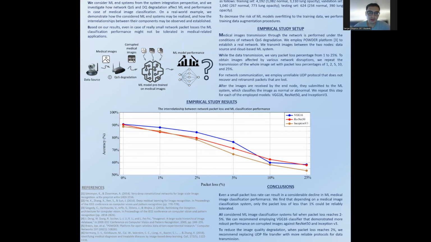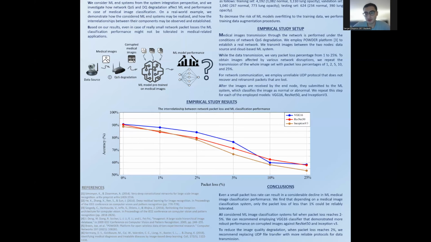From this, we can see that the more degradation we have in the images, the more pixels and the more data are slightly modified or lost in the process of data transfer, the more decrease in performance we have. So it is a common trend for all the considered image classifiers. Okay, so we can go to the conclusions of our paper.